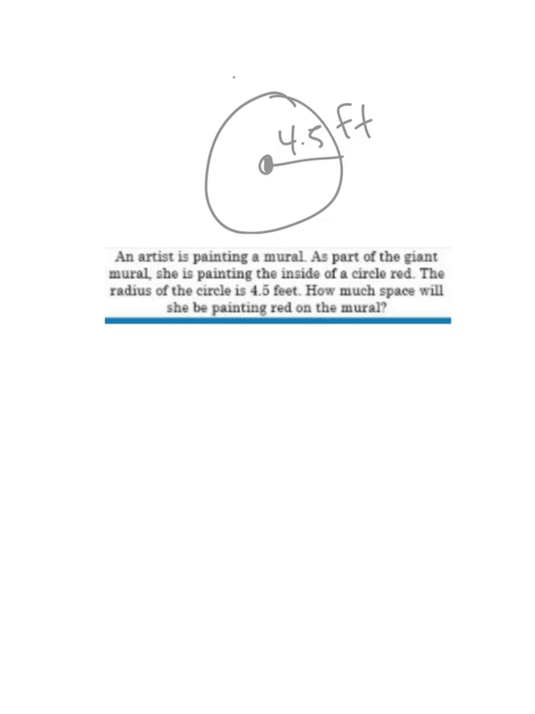Next one. Okay, an artist is painting a mural. As part of the giant mural, she is painting the inside of the circle red. All right, so that's my cue. I'll get to that back later. The radius of the circle is 4.5 feet, which I've drawn above. How much space will she be painting red on the mural? All right, so if she's painting the inside of a circle for a mural, she's painting all this. So we know that's area.